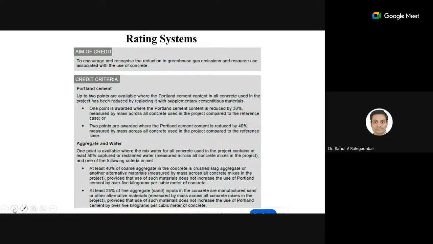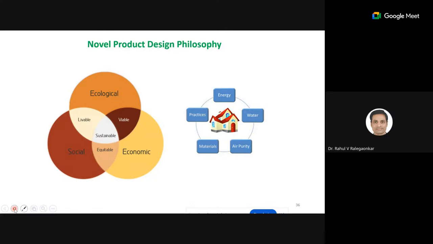Now these criteria are essentially required to convince either the contracting agency or a builder that it's not going to affect a lot, and then one can go ahead with alternate products instead of conventional or virgin material. So here we focus more on ecological, social, and equitable solutions.